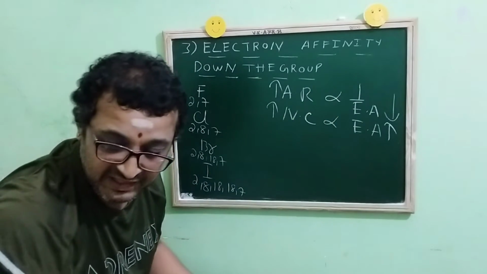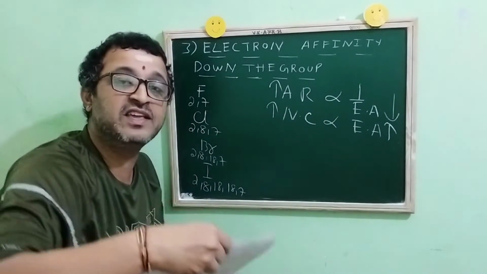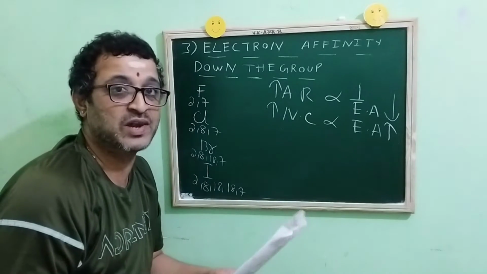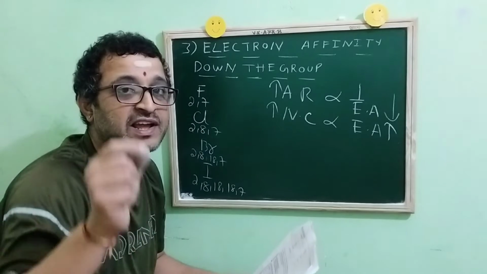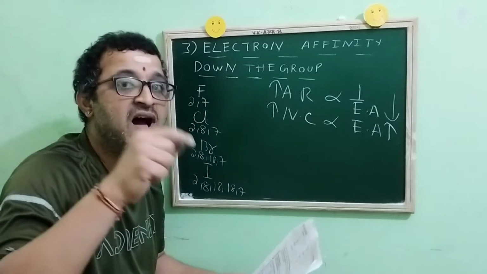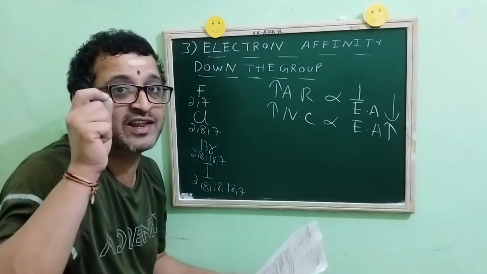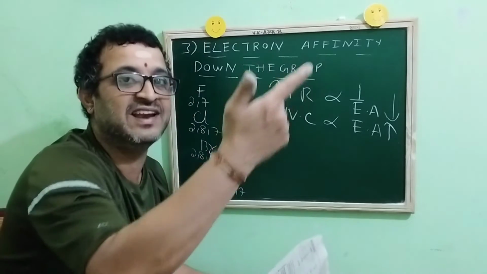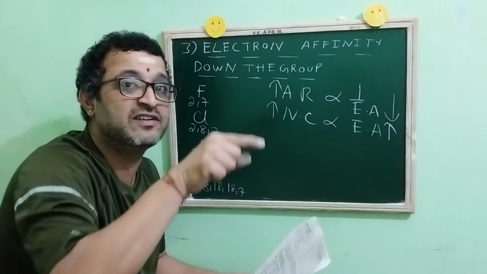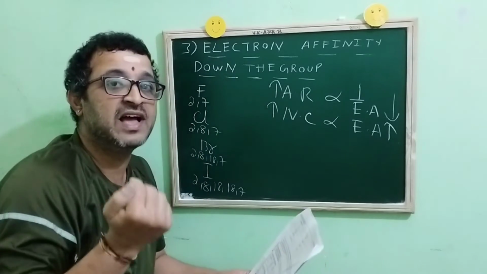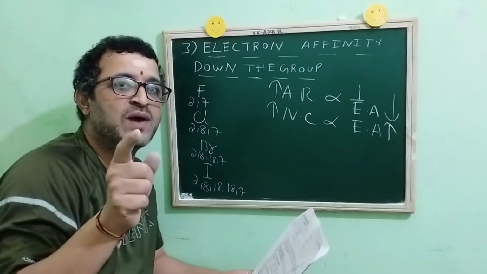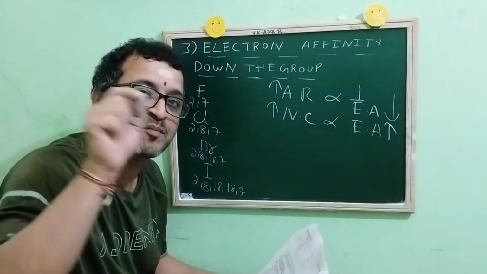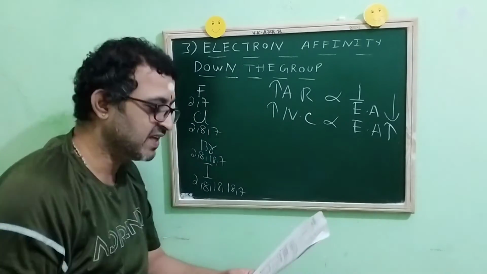Children, before writing the values, again I am telling you, I am writing these values just to make you understand. No need to remember the values. The unit for electron affinity is kilojoule per mole or electron volt. The values of electron affinity are negative because energy is released. If it was ionization potential, energy is absorbed. For electron affinity, there are cases where the values are positive also, which you are going to learn in higher classes.